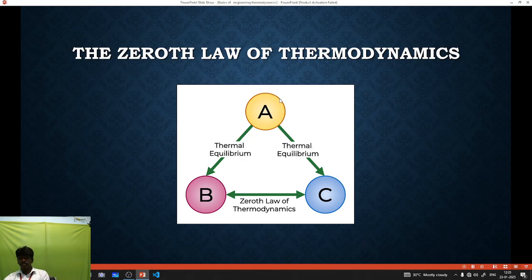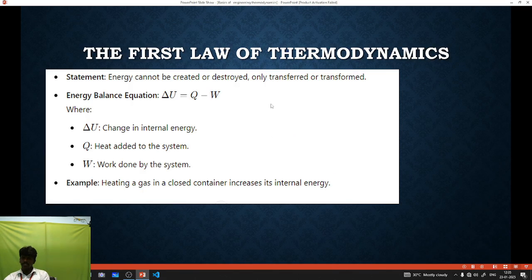Already we know the first law of thermodynamics. The first law means energy cannot be created or destroyed, but one form of energy is converted into another form of energy. The energy balance equation for the first law: delta U means change in internal energy, Q means heat added or rejected, minus the work done by the system.